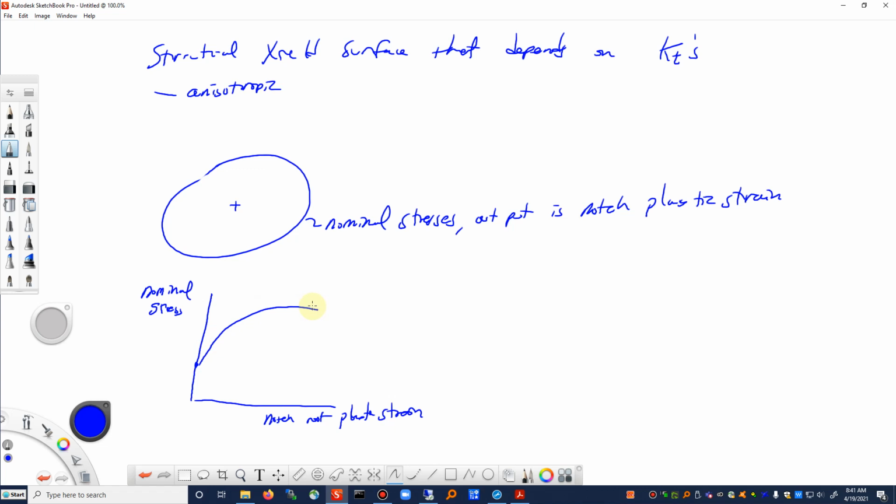Well, how do you get the nominal stress versus notch root plastic strain curve? Okay, well, we have a few ways to do that. We have Neuber's rule. We have Glinka's formula. We can use elastic plastic FEA, and we can do measurements.